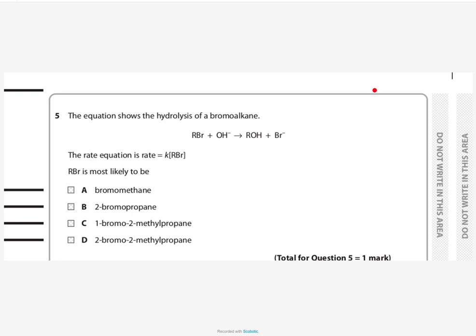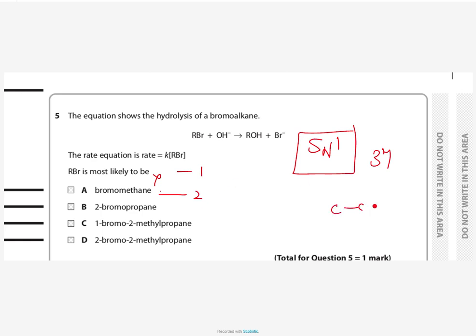The equation shows the hydrolysis of bromoalkane. The rate equation is this. That means this is a first order reaction, which means this follows the SN1 mechanism. It has to be a tertiary haloalkane. Bromomethane is wrong. 2-bromopropane is possible, but it is secondary. This is primary.